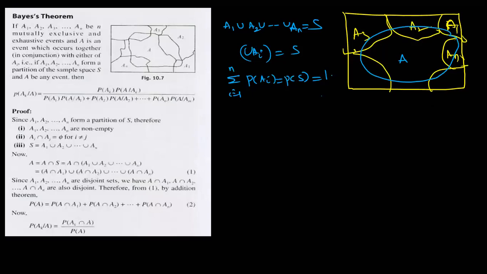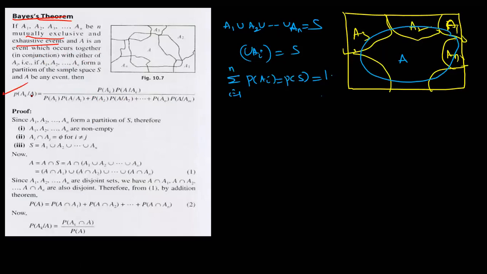Yes, A1, A2 and so on are mutually exclusive. Here I wrote C. Now, dear students, once read the Bayes theorem statement. All the events are mutually exclusive and exhaustive events. Exhaustive means the union is S, and their intersection is the empty set, meaning disjoint sets. Now, A is any event happening together with either A1 or A2 and so on, forming partitions.